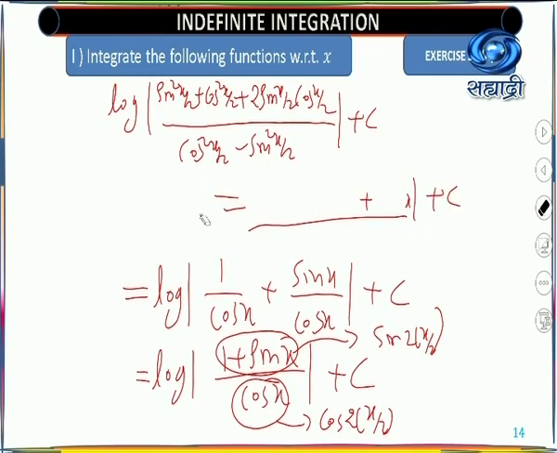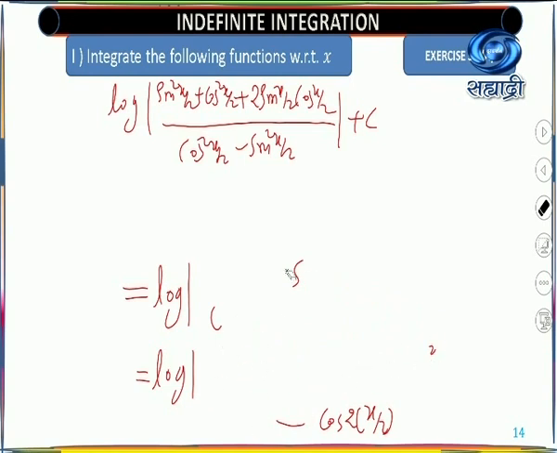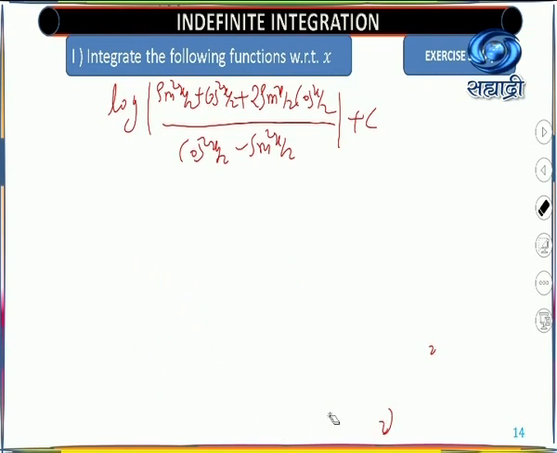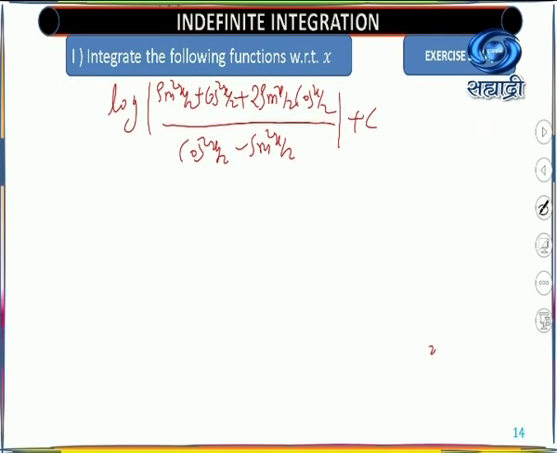Now we need to simplify. How to simplify? The numerator is nothing but the bracket square. And what is in the denominator? Denominator is a square minus b square, which gives you a plus b, a minus b. So this is equal to log of mod of cos x by 2 plus sin x by 2 bracket square.